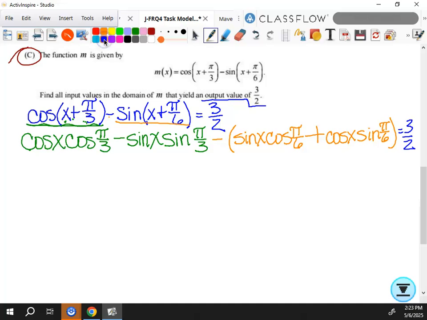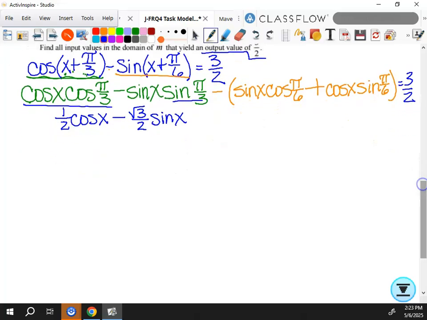We're going to evaluate what we can. So here, cosine of x is cosine of x. But the cosine of pi thirds is 1/2, right? So this can become 1/2 cosine of x. Minus, and then I can take here the sine of pi thirds is the square root of 3/2. So that's minus square root of 3/2 times the sine of x. Everybody with me? I'm just evaluating the part I can evaluate.